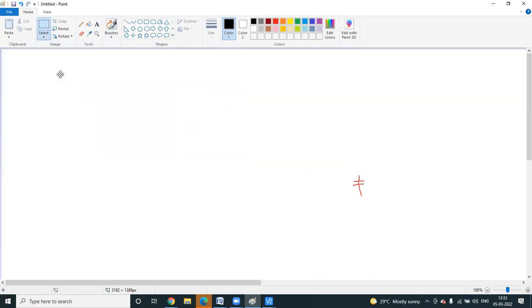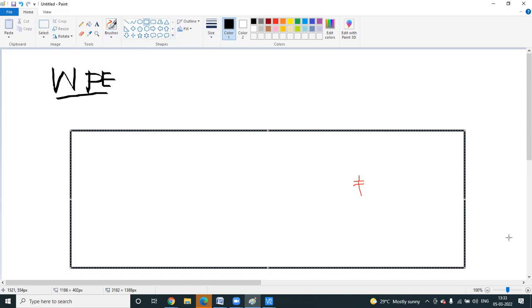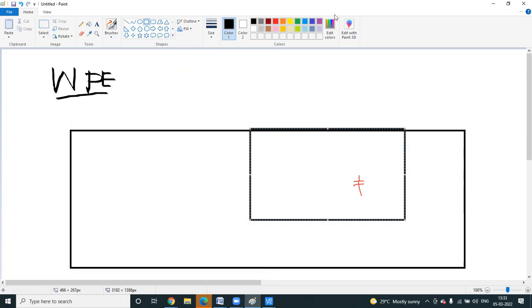Next, what is the use of dummy? Actually, I need to tell this is WPE, well proximity effect. Anyhow, I'm just telling you now. So what is WPE? Well proximity effect. So well proximity effect, suppose this is an annular you are creating.